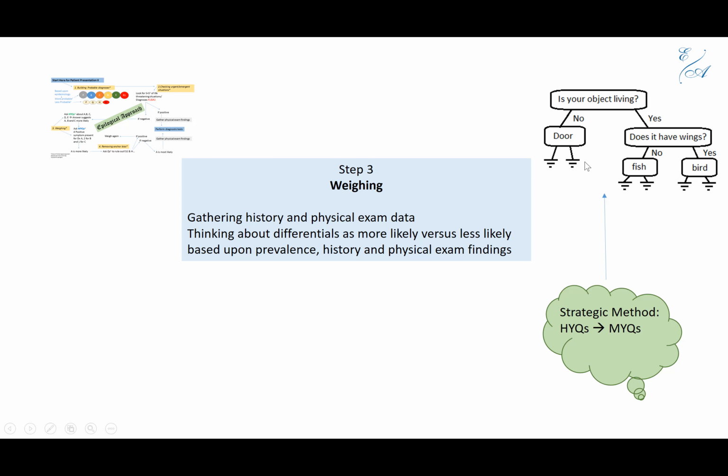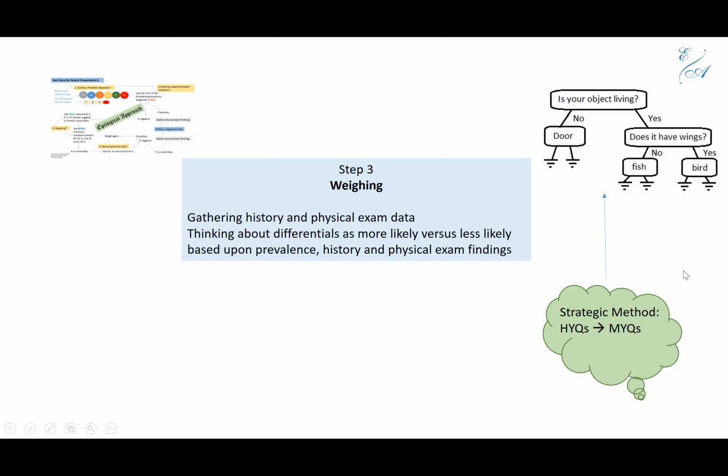Now, after you've determined that your patient belongs in one category, after you've asked the high yield question, you can then ask more focused follow-up questions. And the focused follow-up question in this case, if you've decided that this is a door or a non-living object, you can ask about the material, what it is made of, or the general size or whatever. So those are the focused follow-up questions, or the medium yield questions. So remember the differentiation between high yield and medium yield questions.